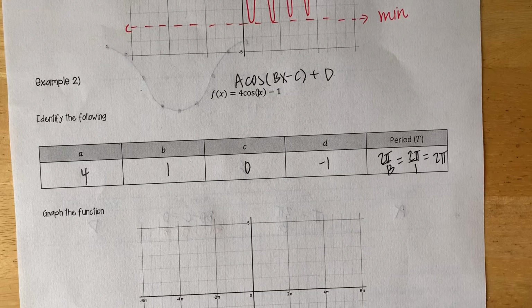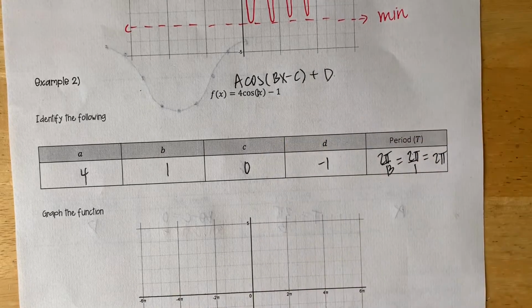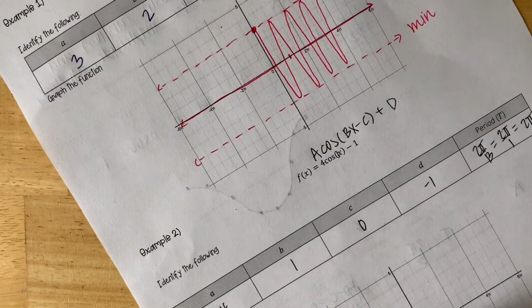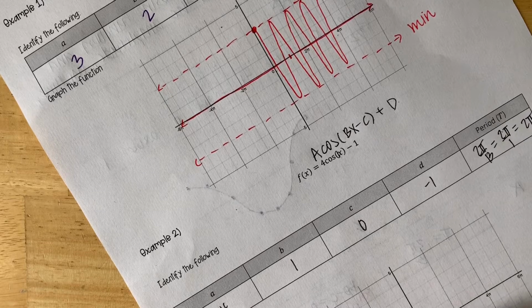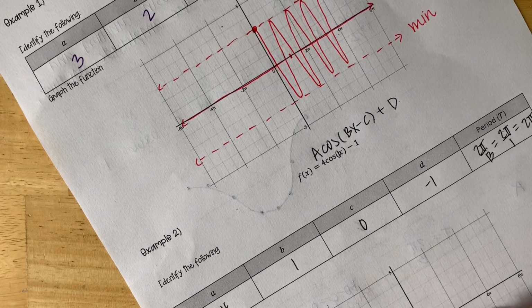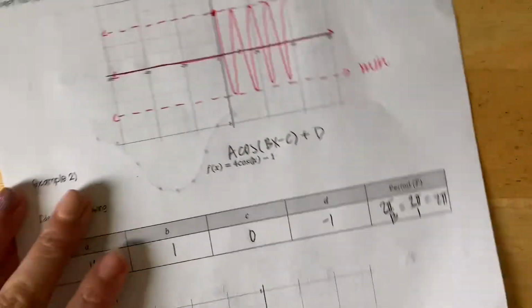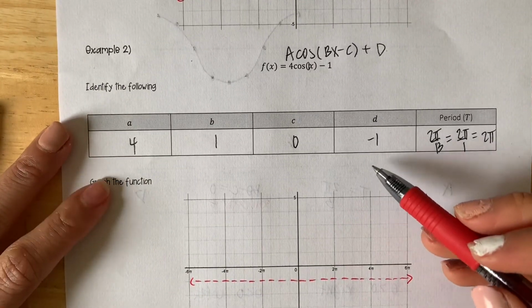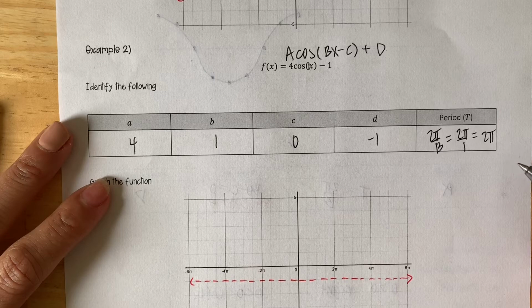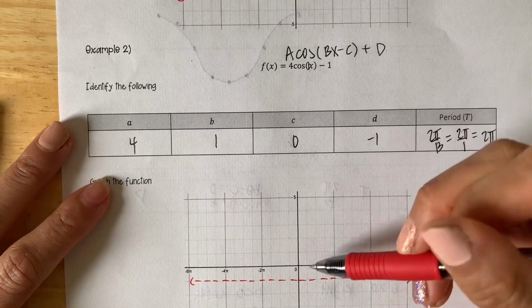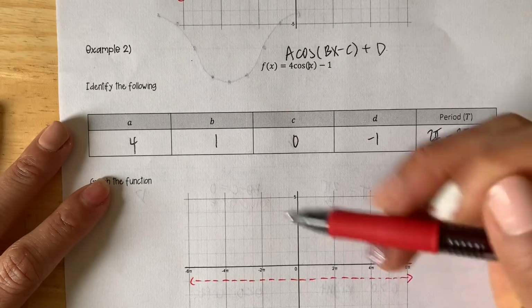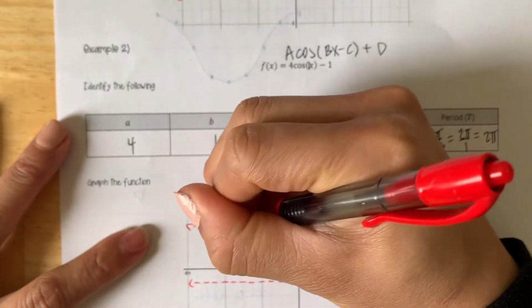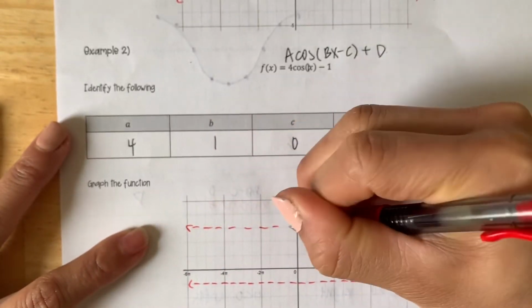The first thing we're going to do is go ahead and graph the midline, which is at -1. So at -1 on the y-axis, I'm going to go ahead and draw my midline, because d is -1. Then our amplitude is 4. So we're gonna go up 4, 1, 2, 3, 4. That means at y equals 3, we have our maximum.